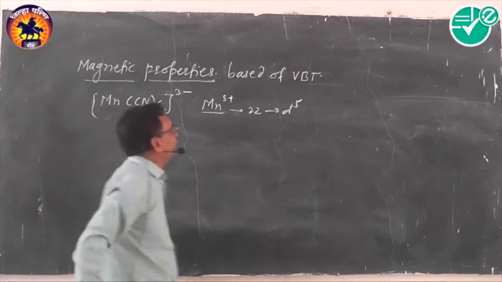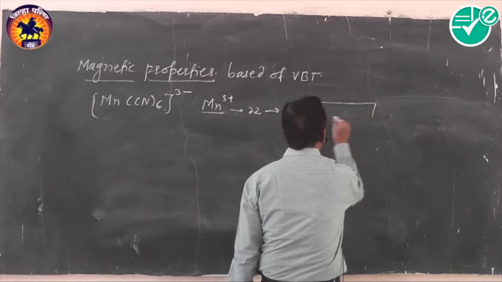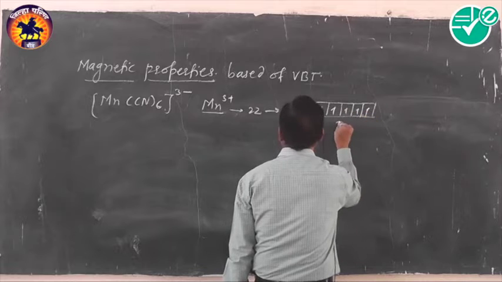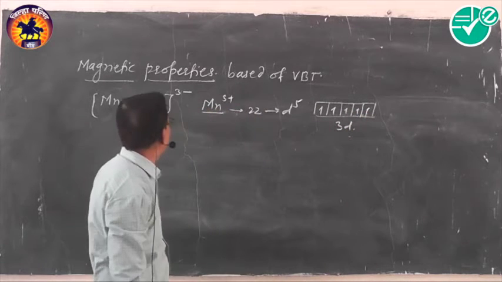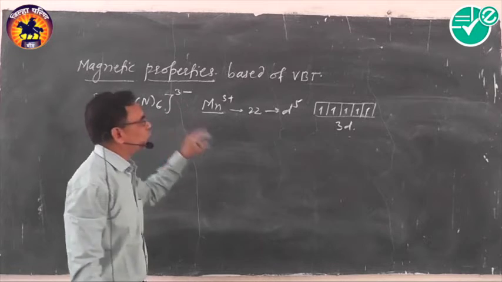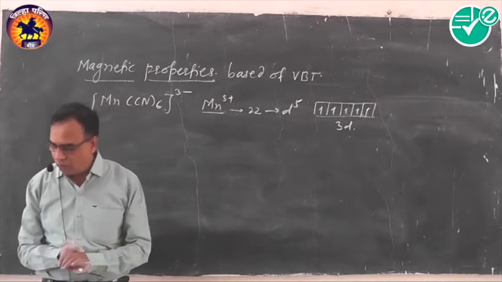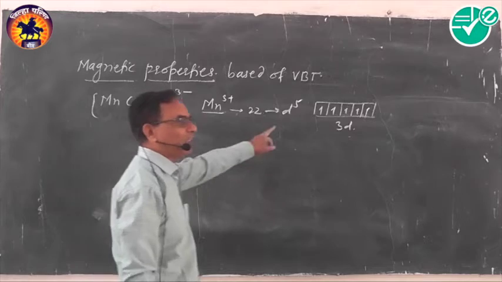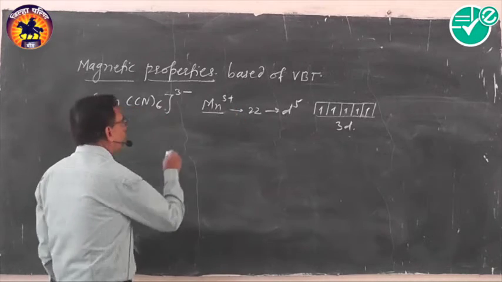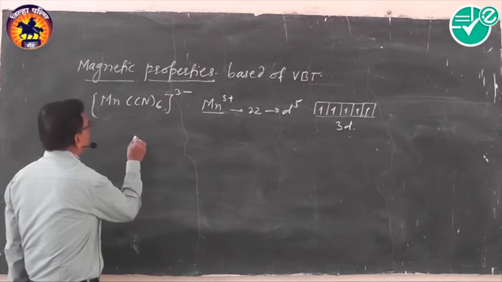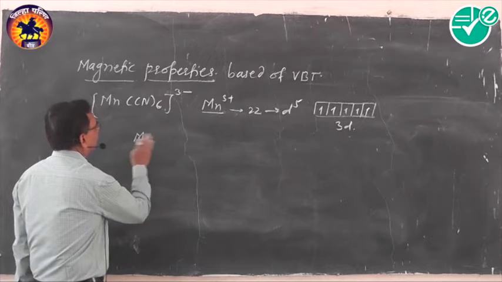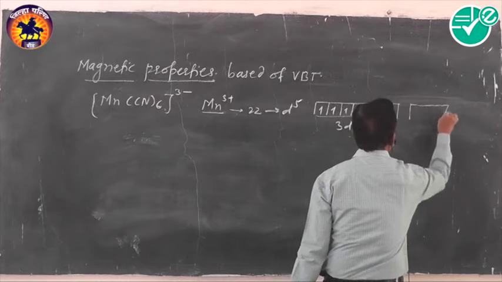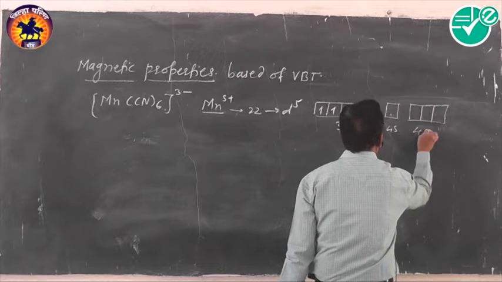But in case of D5, this is 3D and it has 5D orbitals. But since CN is a strong field ligand, it causes pairing of electrons and the number of unpaired electrons present in this is 1. So the electronic configuration of this Mn plus 3 becomes, so this is 4s and 4p.